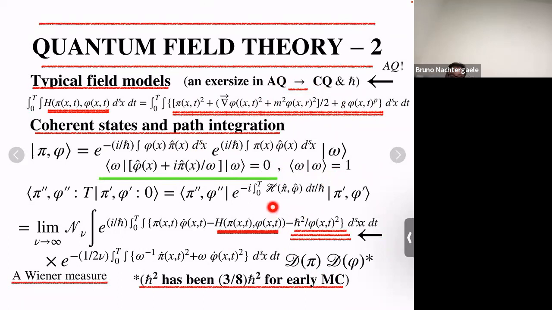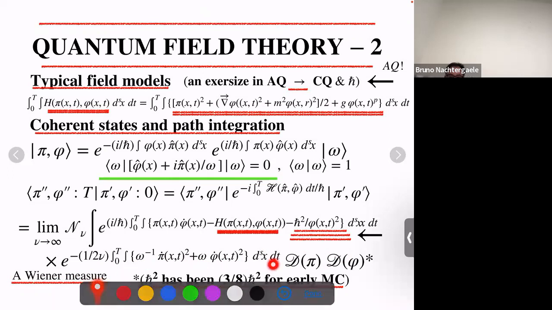Here we have a time advancement between two coherent states, sorry. And that's going to look like this. We have our Hamiltonian term, which is all of this mess up here. And we have our H bar terms, as we were allowed to have, the H bar squared divided by phi of x and t squared. And this is the Wiener measure that's here. It makes that a good path integral. And H bar squared has been used as 3 H bar squared earlier in the Monte Carlo stories, and raising that has helped it a lot.